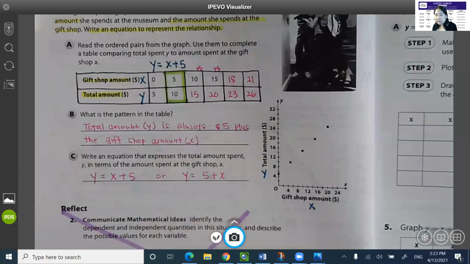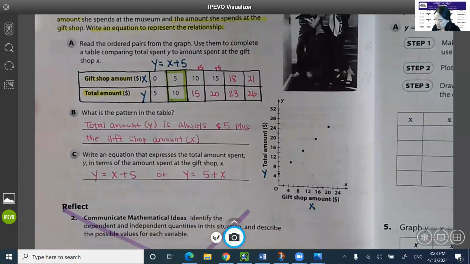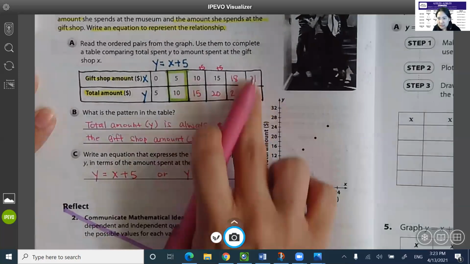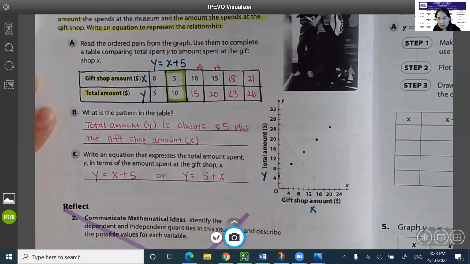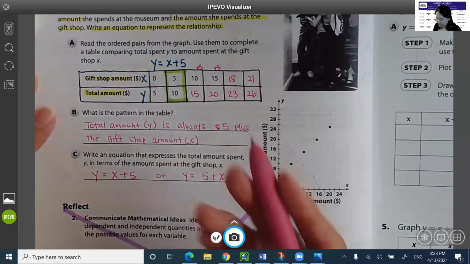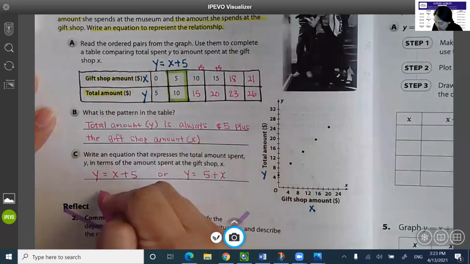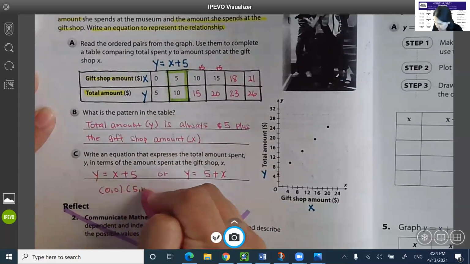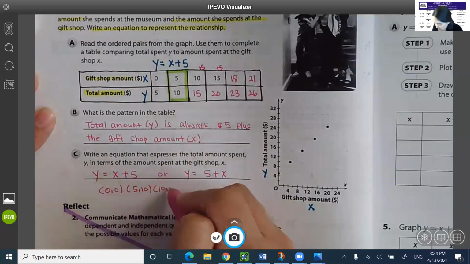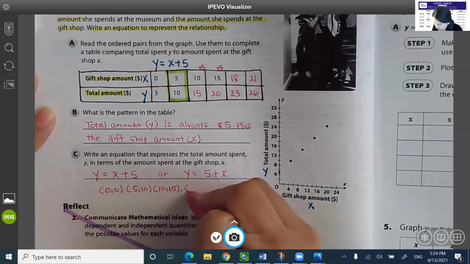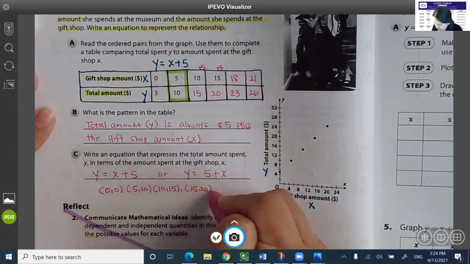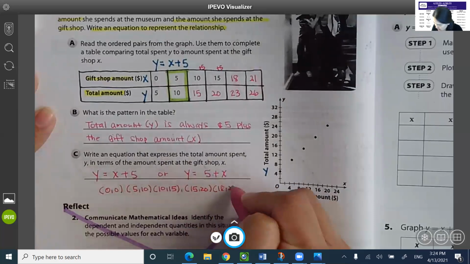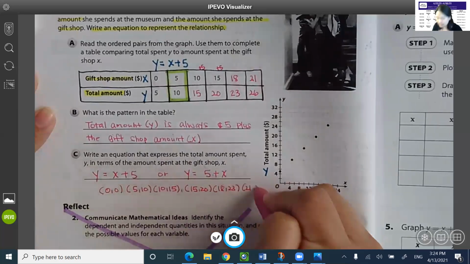All right, now, let's see if these points will match. We're not gonna do these. Well, maybe we'll try, we'll see. Okay, so this would be 0, 0. The next one will be 5, 10, 10, 15, 15, 20, 18, 23, and 21, 26, okay?